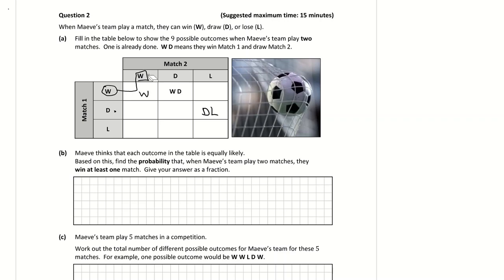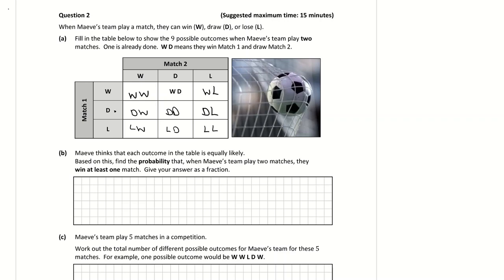So I'd be putting a WW in my first box here. And following on that, it would be WL. I would have a draw and a win here. I could draw and I could draw. I could lose and win, lose and draw, lose and lose. So that's our table complete.